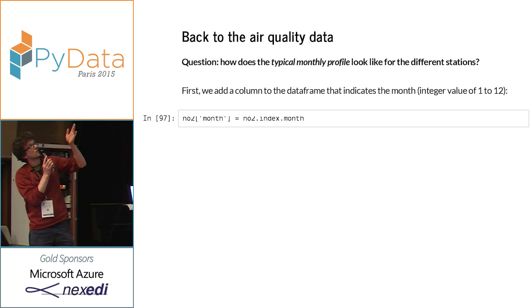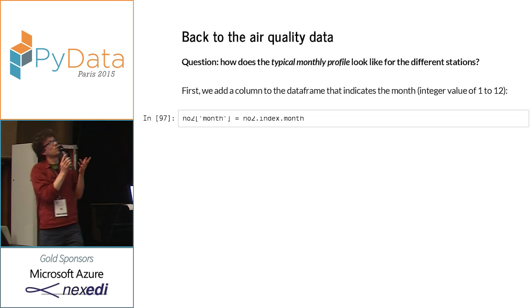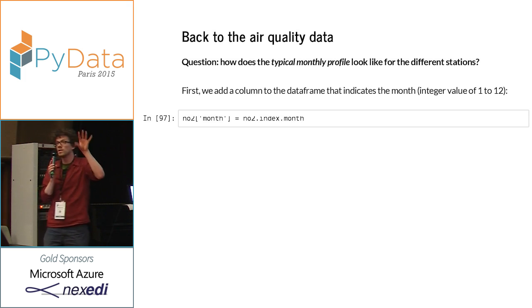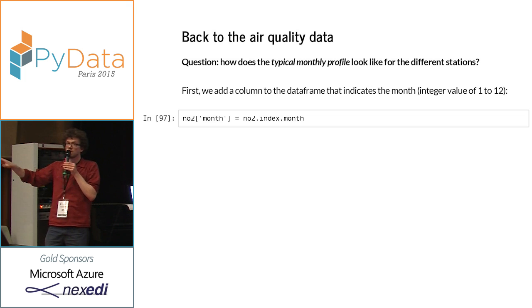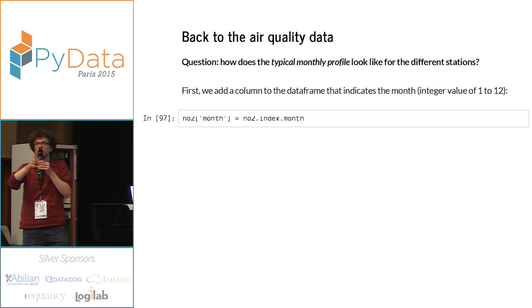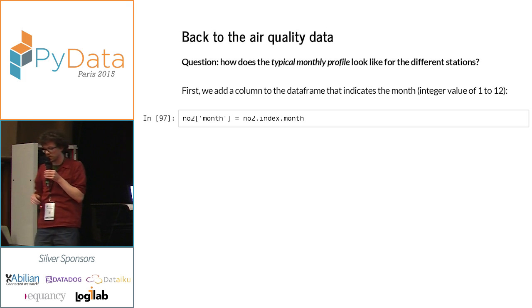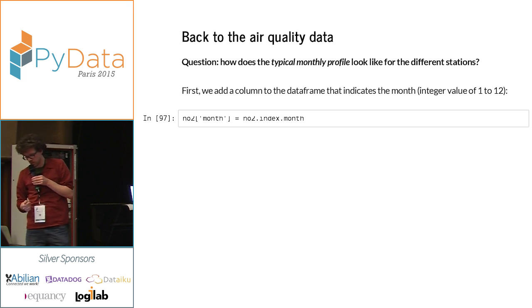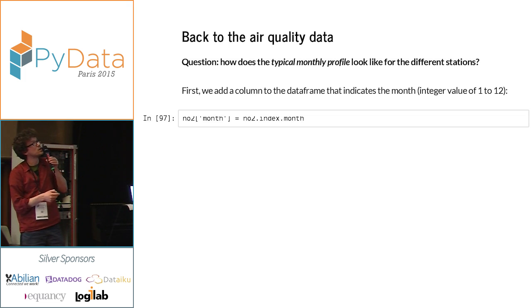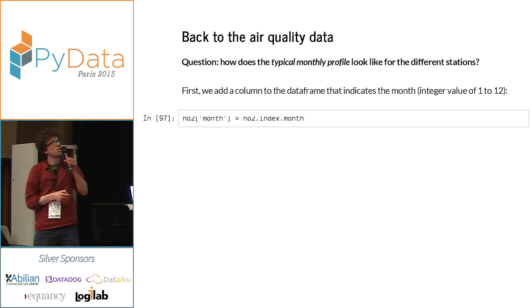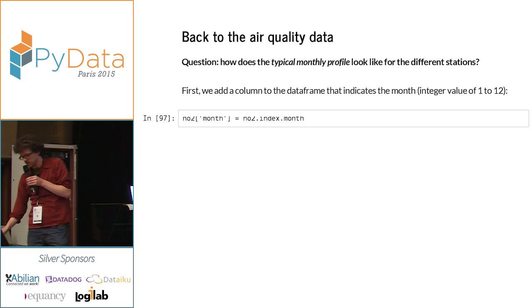The next question: what does a typical monthly profile look like for the different stations? So I want, over all the different years, the typical monthly value for a certain month. You can't do that anymore with resample, but you can do that with group by. How do you do that? You are going to group on the month attribute of your index.